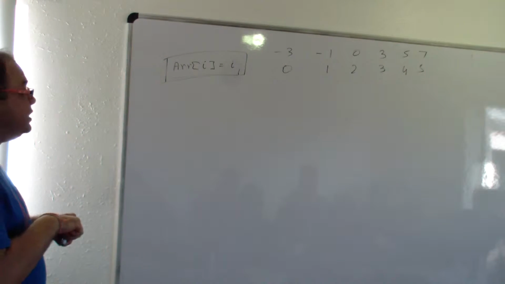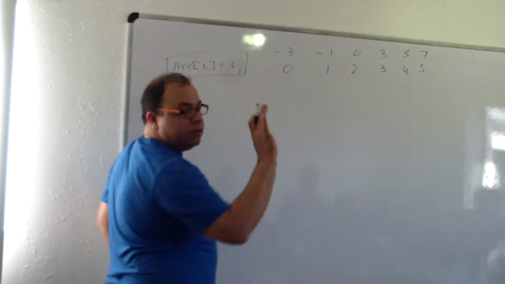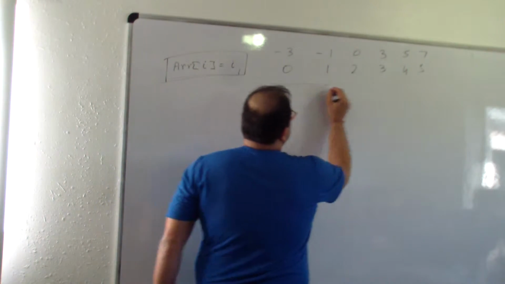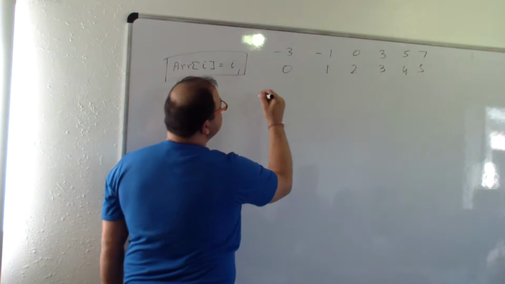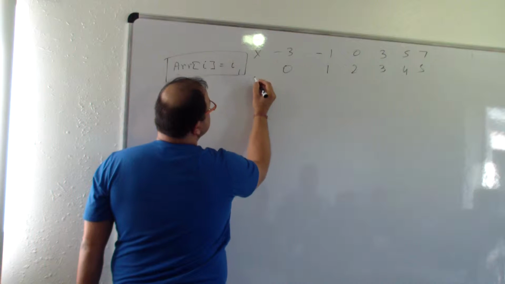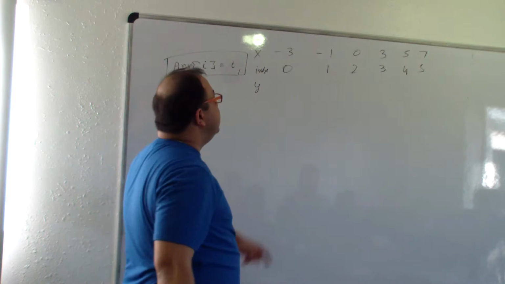What we have to see, we can take another array. We will not use that, we are taking it just to demonstrate. So we take another array. Let's say this is x, so this is index, and this is y.